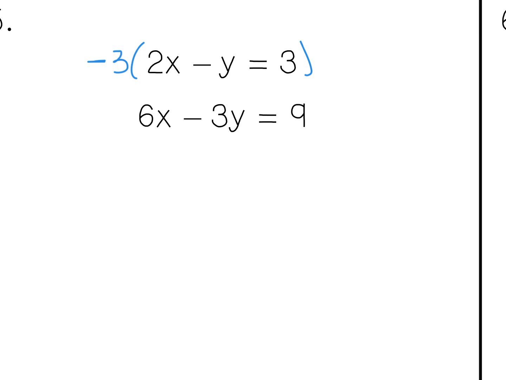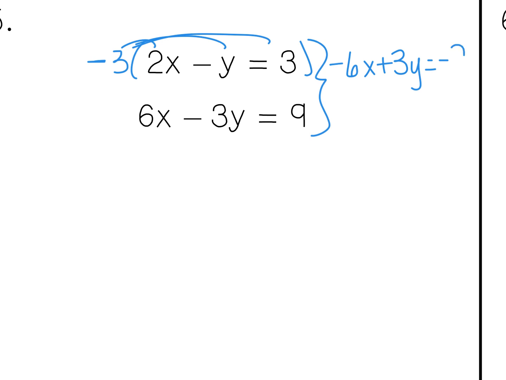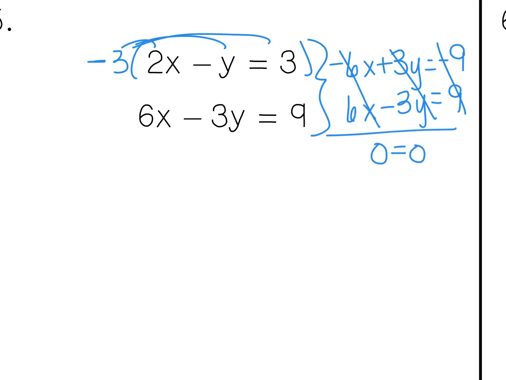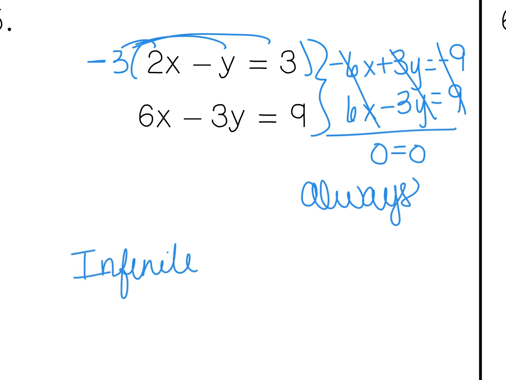So I'm just going to write it over here. Remember, you have to distribute on everything. Negative 6x plus 3y. Be very careful with those signs. Equals a negative 9. And I'm going to rewrite this second one: 6x minus 3y equals 9. And would you look at that? Everything eliminates. So this is 0 equals 0, which is always, always true. So this is going to be an example of infinite solutions, because remember, when it's always true, we can put any number we want.